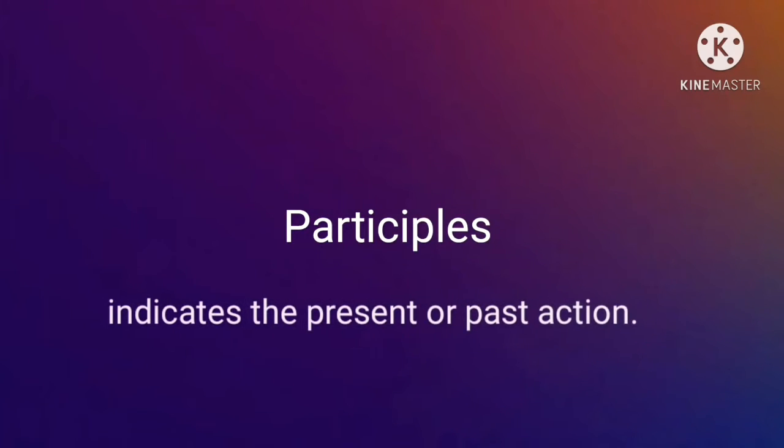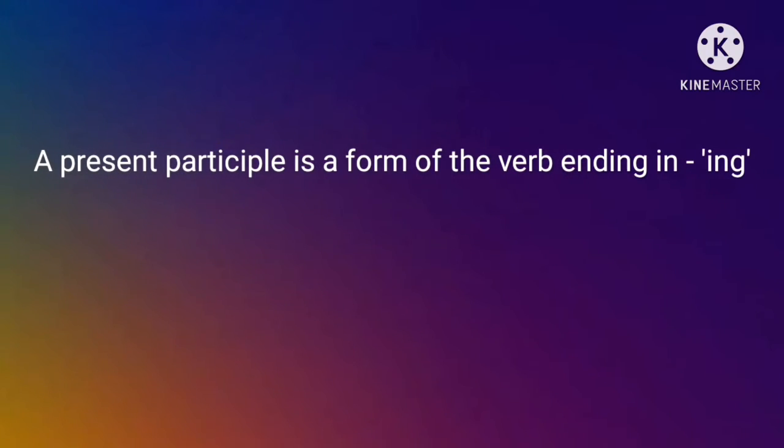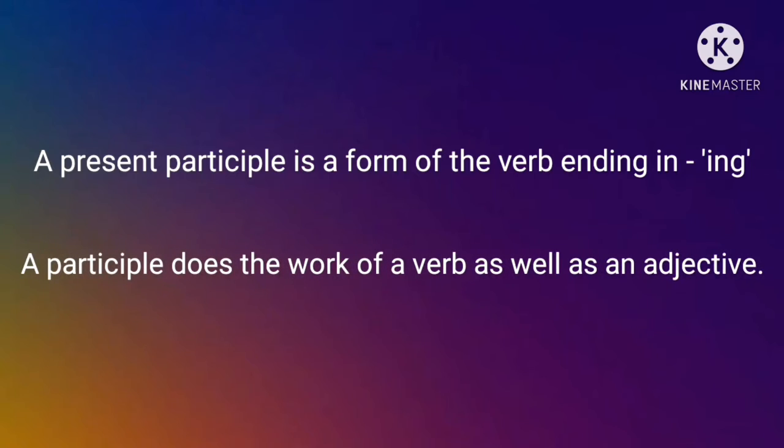Today we are going to learn participles used to indicate the present or past action. A present participle is a form of the verb ending in ing. A participle does the work of a verb as well as an adjective.